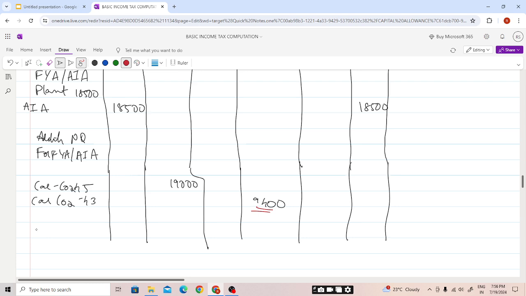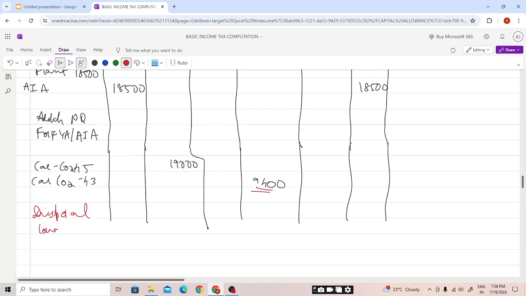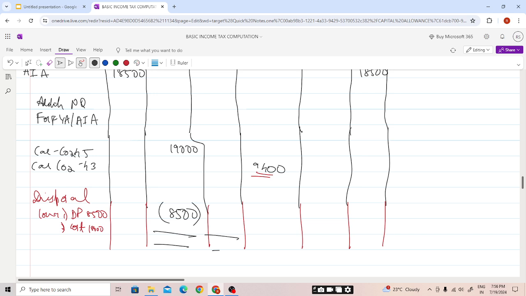Now, any disposals? We have sold machineries. Disposal will be at the lower of DP or cost, whichever is lower. So cost here is 18,000 and DP is 8,500. So students, the lower is the disposal proceeds. This will be reduced from the main pool as it is machinery. So 8,500 from the pool. This will give rise to the balance of the pool.